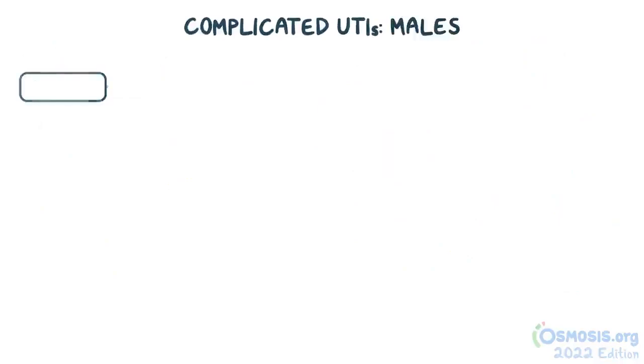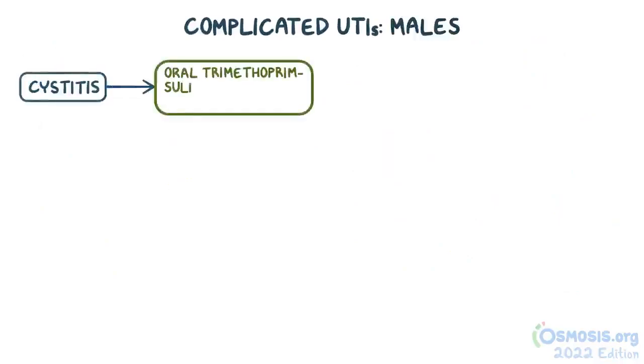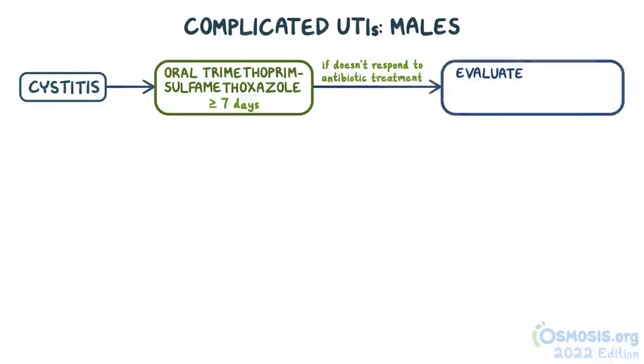In males, treatment of cystitis includes oral trimethoprim sulfamethoxazole for at least 7 days. Now, if cystitis in males doesn't respond to antibiotic treatment, then the individual should be further evaluated in order to diagnose an underlying urologic condition, like a ureteral stricture.